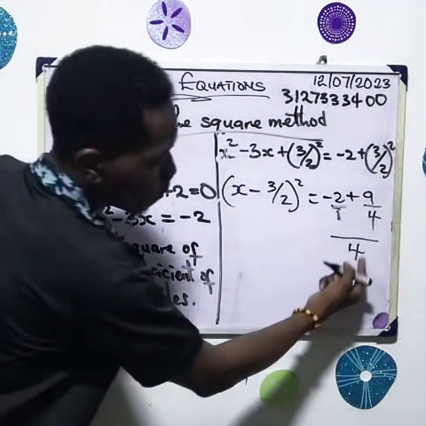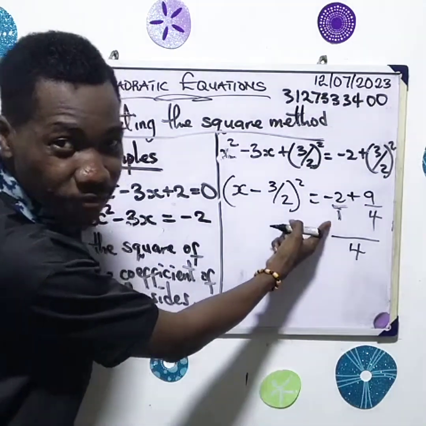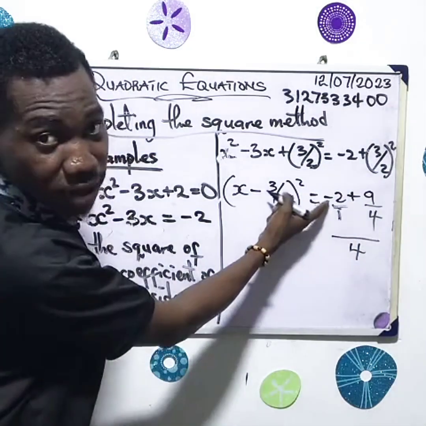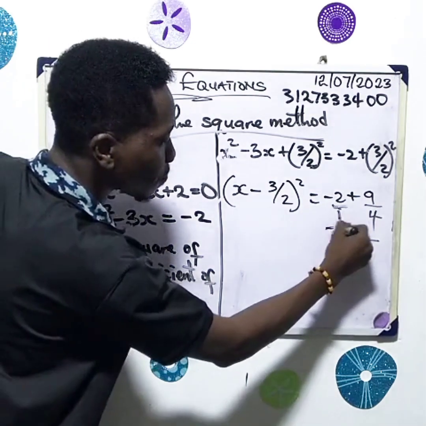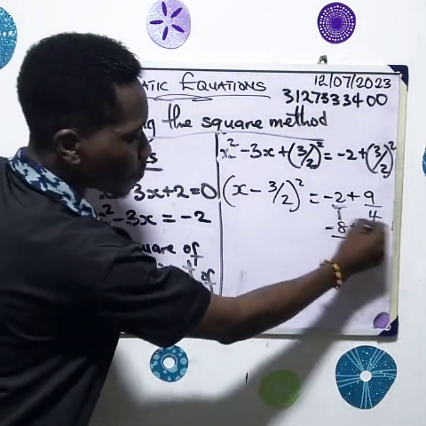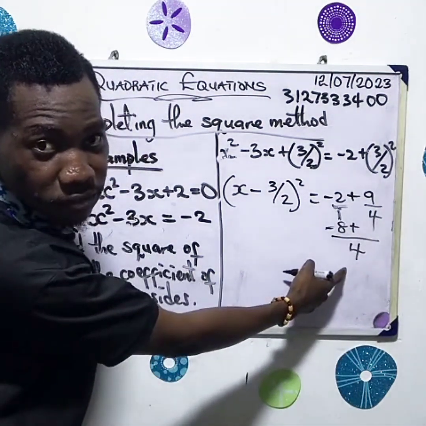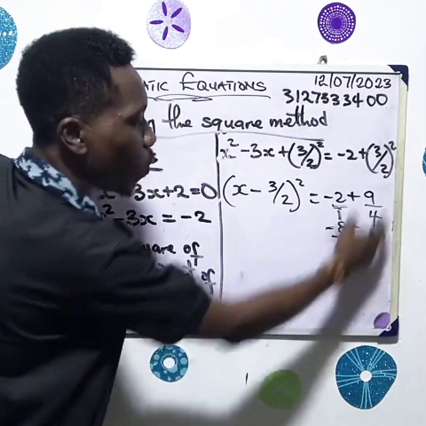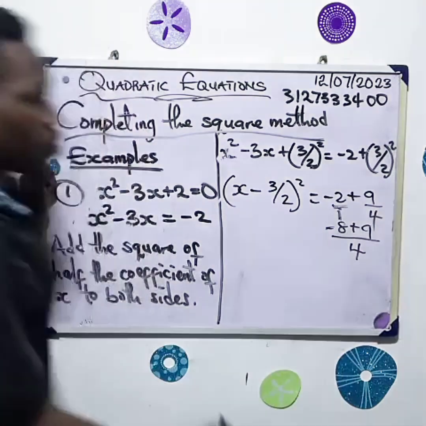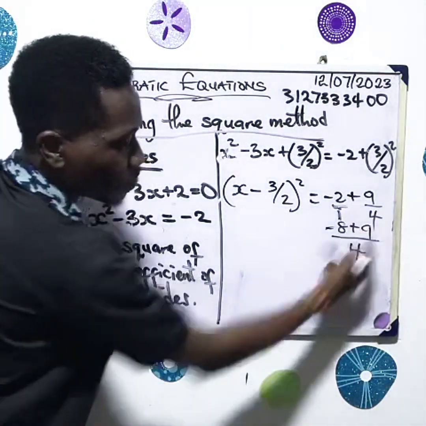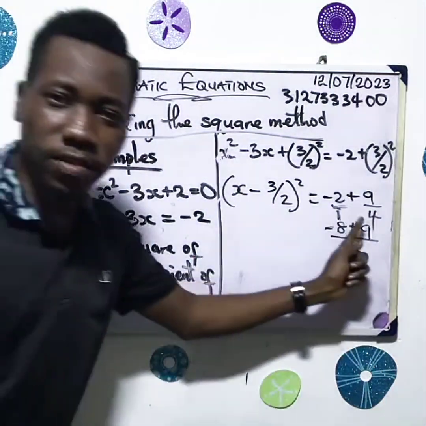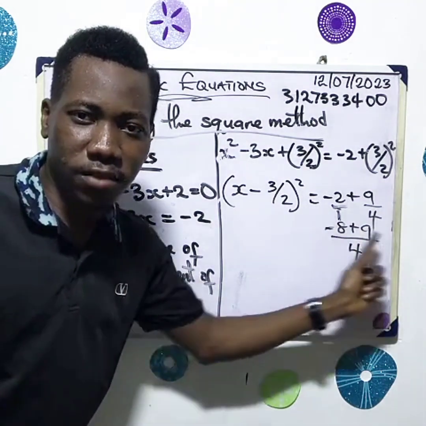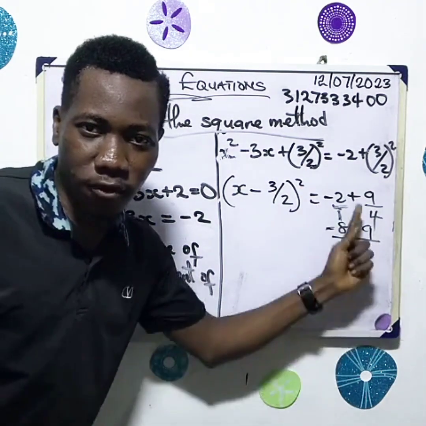So let's continue. 4 divided by 1 is 4. 4 times 2 is 8. Now this is minus 2, so that's minus 8. Then your plus 4 divided by 4. 4 divided by 4 is 1. 1 times 9 is 9. So what do we have? Minus 8 plus 9 will give us 1. So that is 1 over 4.